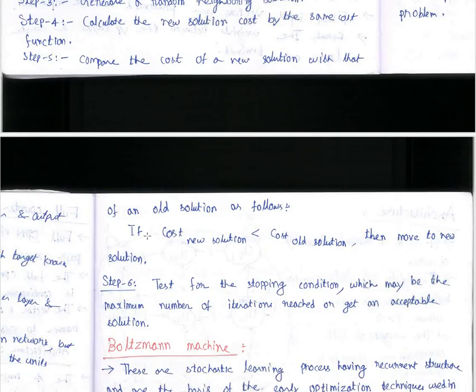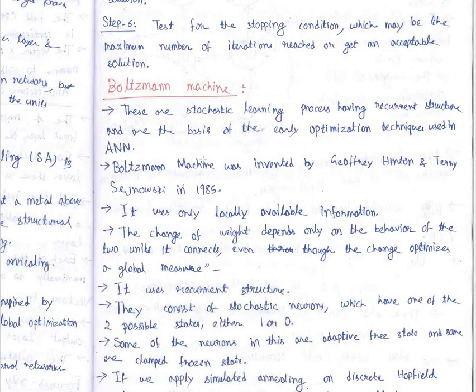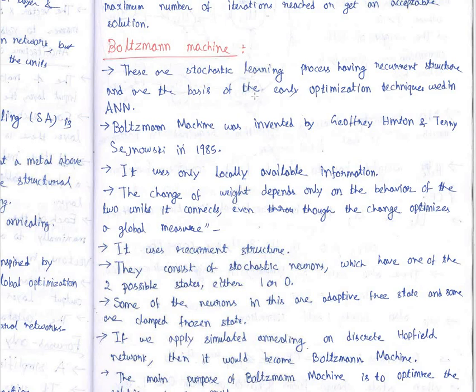Calculate the new solution cost by the same cost function and compare the cost of the new solution with the old one. If the new solution cost is less than the old one, then move to this as the new solution. If not, proceed with the old solution. Test for the stopping criterion, which may be that the maximum number of iterations has been reached or an acceptable solution is found.